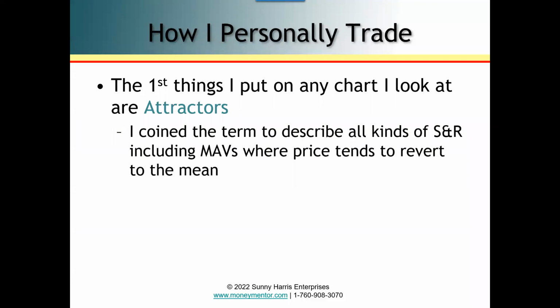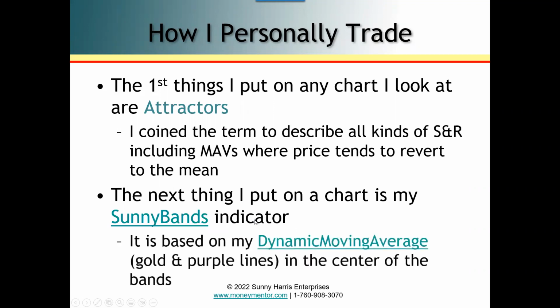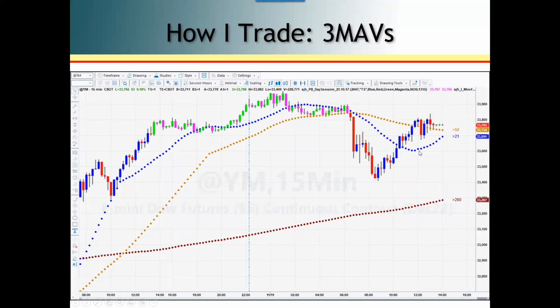So I mentioned attractors. I coined the term to describe all kinds of support and resistance, including moving averages, which tend to revert to the mean. The next thing I put on my charts is SunnyBands, and this will be clickable. You can see here it's clickable when we get to the PDF post. And the SunnyBands is based on my dynamic moving average, which is the gold and purple lines at the center of the chart. So on the 3 moving averages I'm watching, this is a 15-minute again, I'm watching for price to break the moving average and continue on up to the next moving average. You see that? So I keep this on my trading screen.